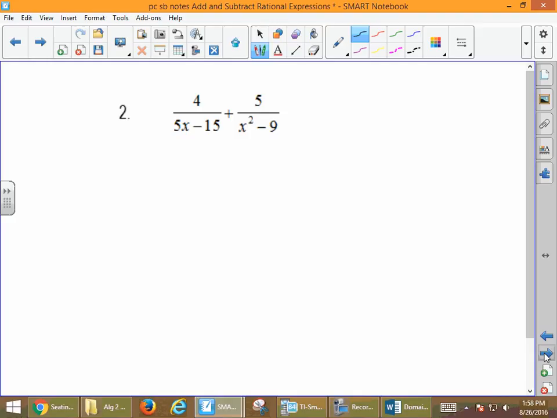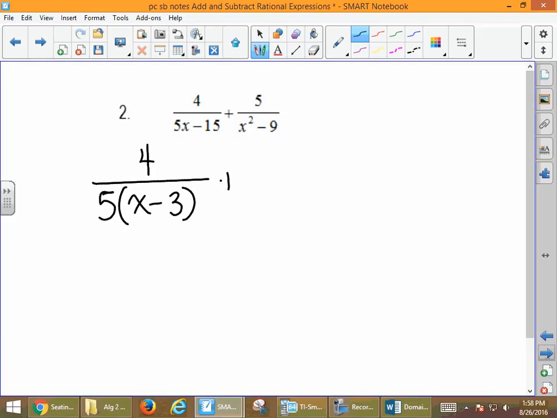Speaking of factoring, it pops up here in this second example. We really need to factor to find our common denominator. So that's where we're going to start. So we have 4. And when we factor our denominator, we have a GCF of 5. So it's going to be x minus 3. 5x divided by 5 is x. 15 divided by 5 is 3.